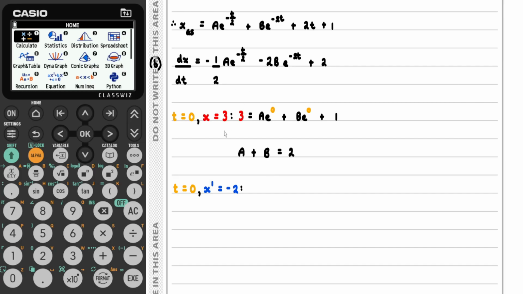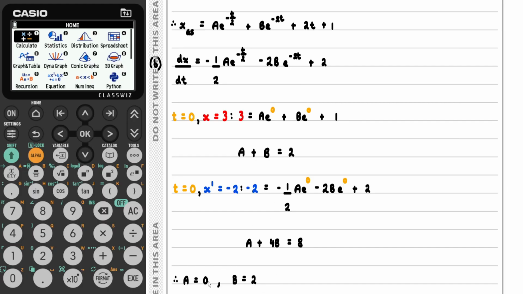We substitute that back into here, so we have negative 2 equals negative 1/2 a e to the 0, subtract 2b e to the 0 plus 2. And because e to the 0 is 1, if we rearrange this equation, we end up with a plus 4b equals 8. And so if we solve a plus b equals 2 and a plus 4b equals 8 simultaneously, you will find a to equal 0 and b to equal 2.